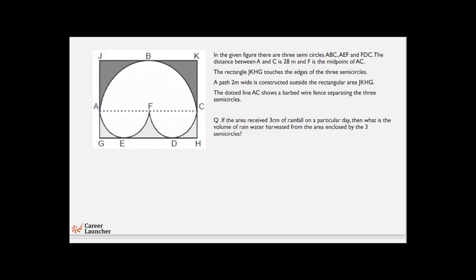Next one. If the area received 3 centimeter of rainfall on a particular day, then what is the volume of rainwater harvested from the area enclosed by the 3 semicircles? Okay. So to solve this question, we will first have to find out the area enclosed by the 3 semicircles and then multiply by the rainfall received on that particular day. So, the area of 3 semicircles.